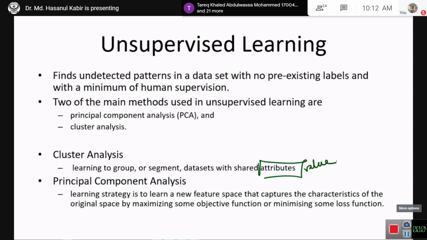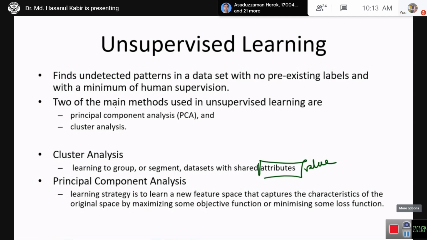In principal component analysis, it's a new thing. It's a learning strategy where from the old feature space we want to move to a new feature space so that we can capture some characteristics of the data, by minimizing or maximizing one function. It can be some objective function that we want to maximize, or some loss function that we want to minimize. We'll talk about PCA very soon. So today's lecture is on PCA.